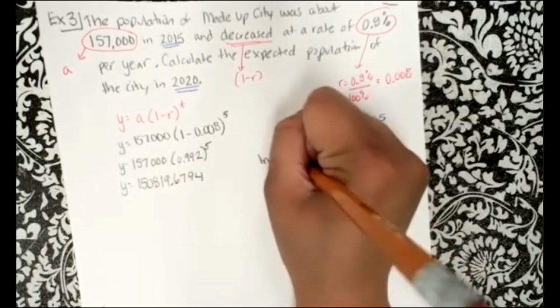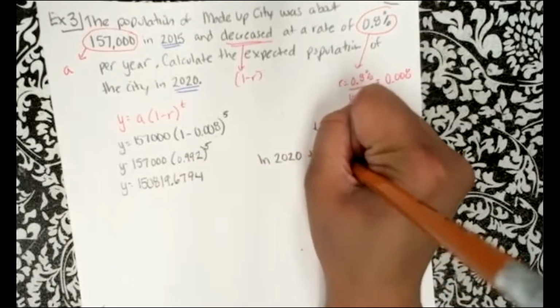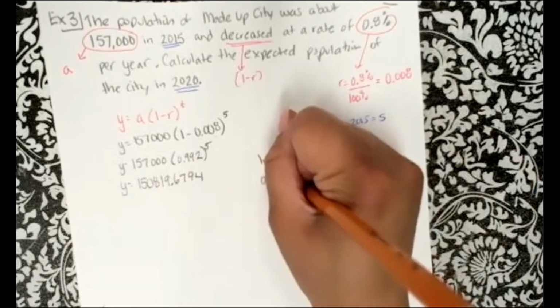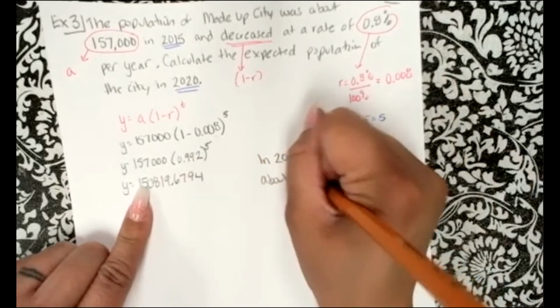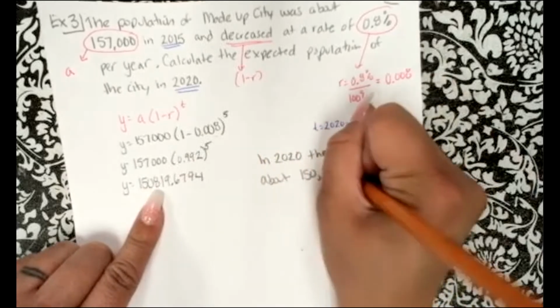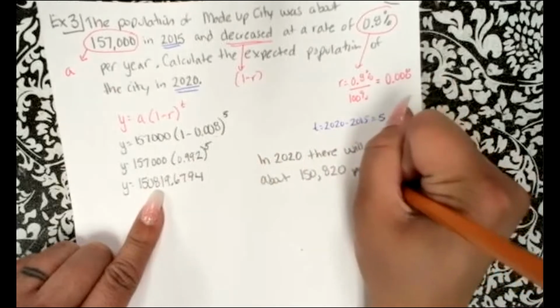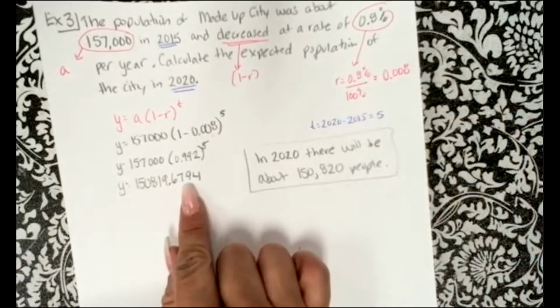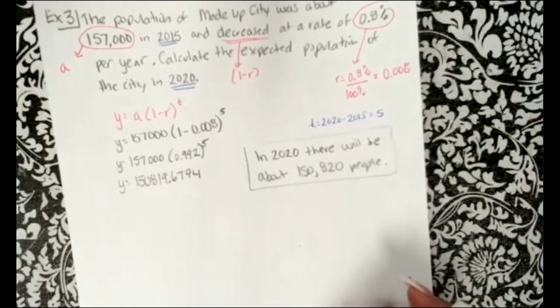So in 2020, there will be about 150,820 people. Do not leave the decimal. And if it's talking about money, go to 2 decimal places. Think of the context of the problem.